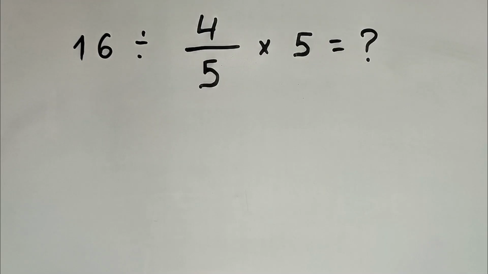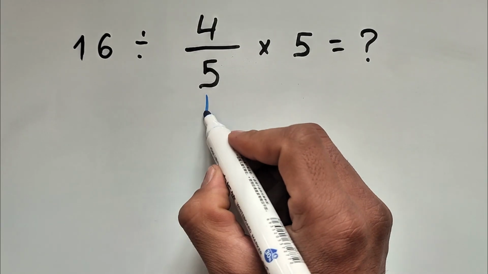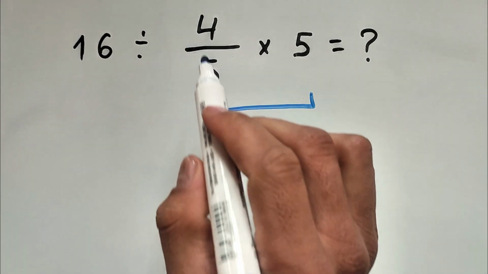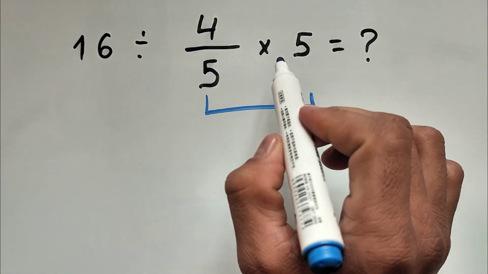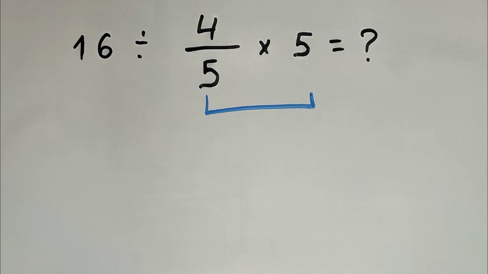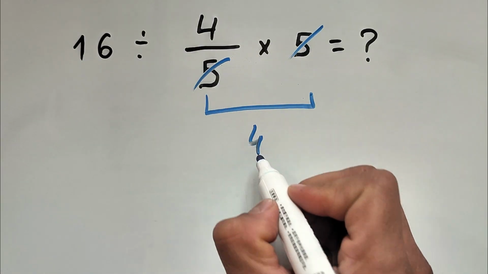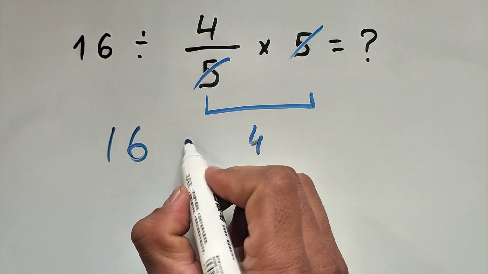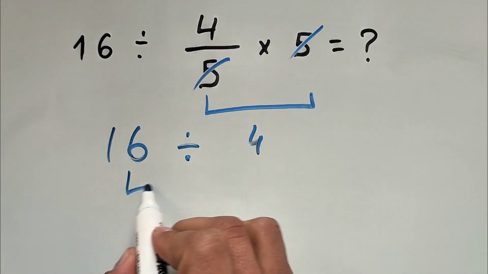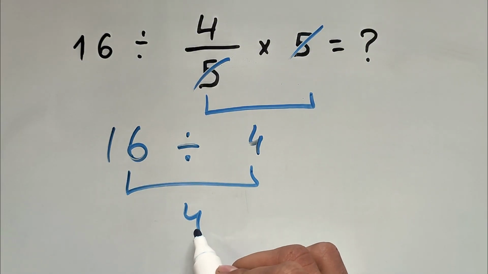Let's begin to solve this math problem. Here first we have to work this. And 4 over 5 multiplied by 5. Here we can easily cancel this 5 and this 5. It equals 4. And 16 divided by 4, it equals 4.